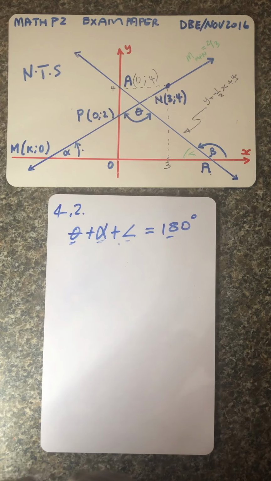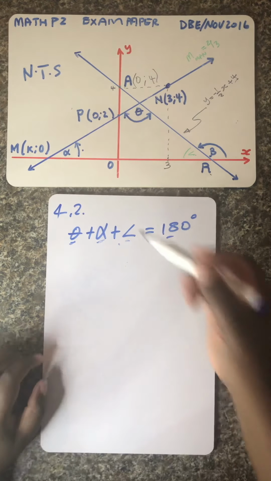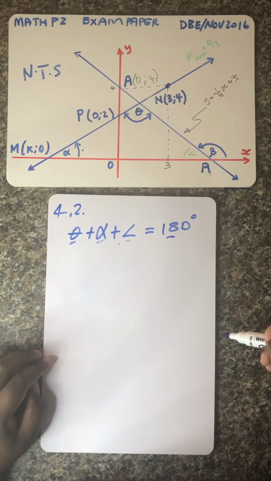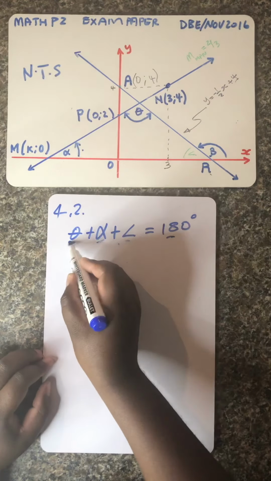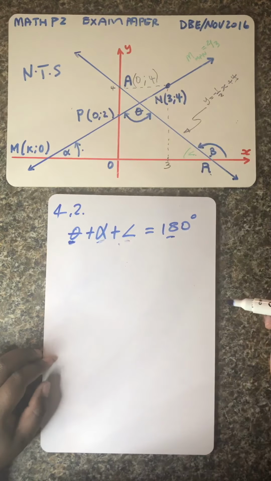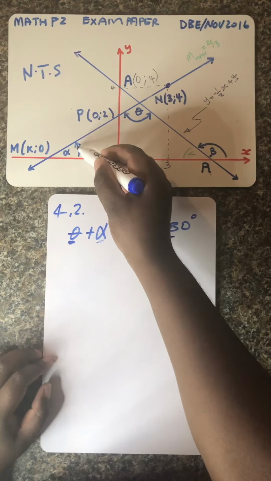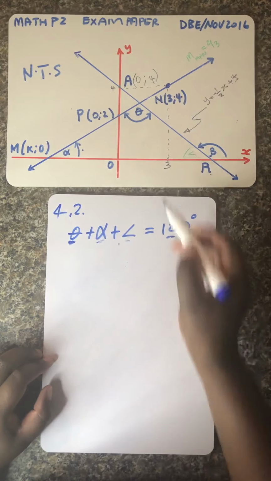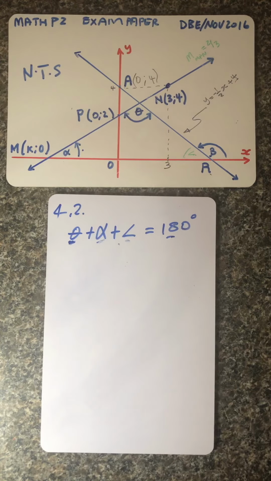Remember, I was indicating that the sum of the interior angles is equal to 180 degrees. This is the angle that they want us to calculate, which is that angle there. If we can calculate that angle and that angle, then we'll be able to make use of this equation to calculate angle theta. I assume you understand that part. So now let's calculate the angle of MP.